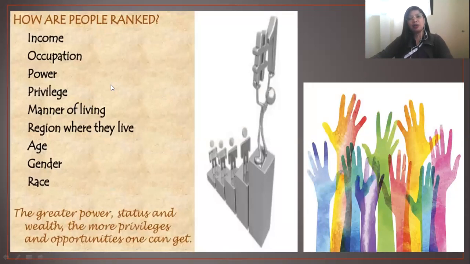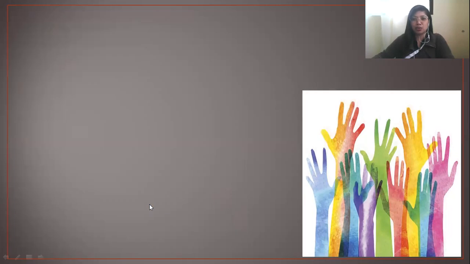How are people being ranked? People are ranked in terms of income, occupation, power, privilege, manner of living, region where they live, age, gender, and race. The greater the status and wealth, the more privileges and opportunities one can get. Sadly, but it is true.